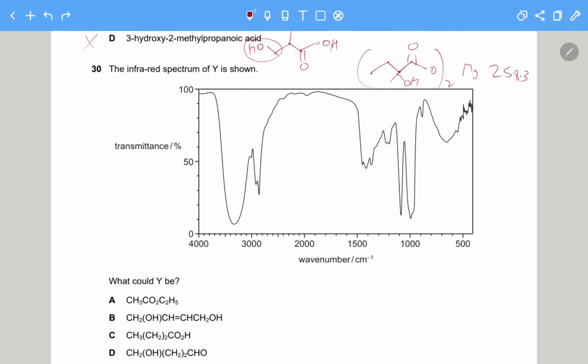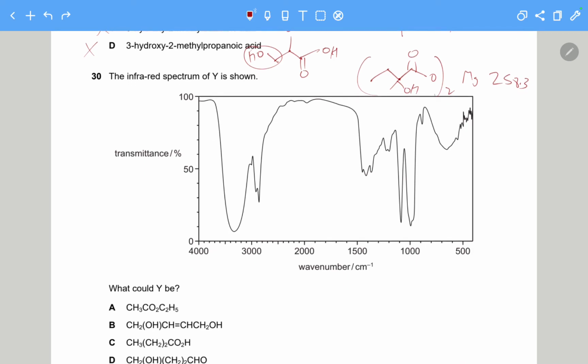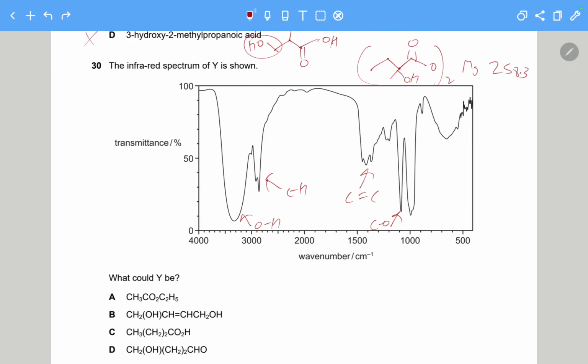Question 30. The infrared spectrum of Y is shown. Now just don't read the question now, only interpret the spectrum. Have everything in hand, then do the question. So you look at the spectrum, interpret it regardless of what the question asks. And this will be OH, CH, C=C, and this will be C-O single bond. So we have C-O single bond, we have OH, so alcohol group present, and no carbonyl, no C=O, because we can't see any peak for C=O, and we have an alkene present.